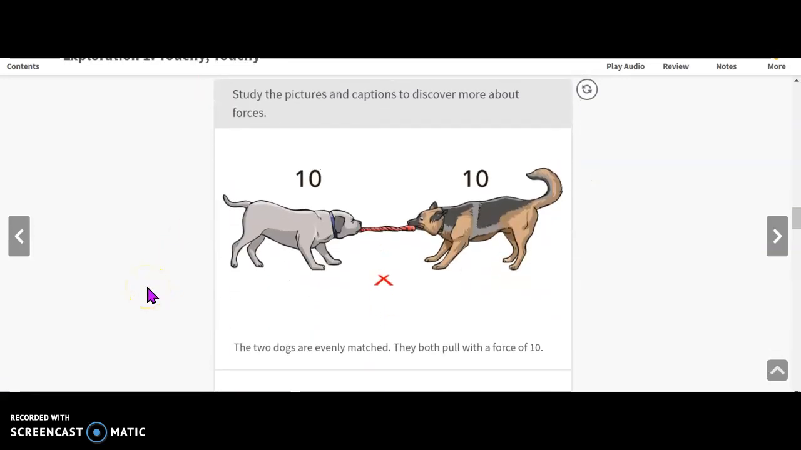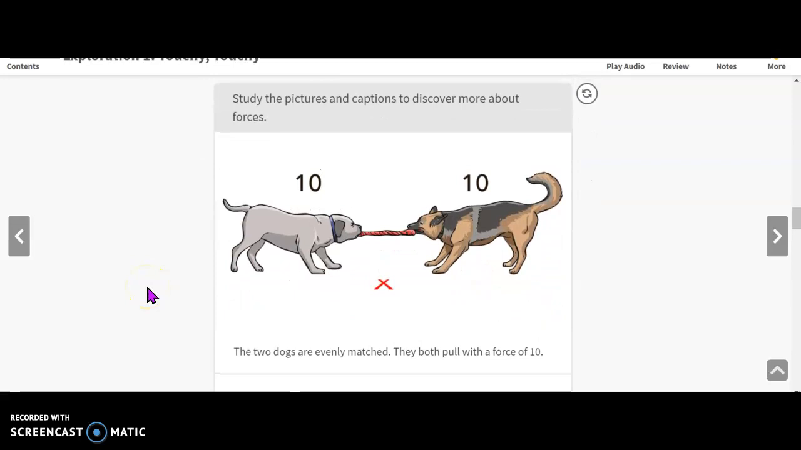Here's a picture. The two dogs are evenly matched. They both pull with a force of 10. So notice this dog is pulling with a force of 10, and this dog is pulling with a force of 10. Here's the X, and here's the rope. Are they going to make any motion? No, because they're pulling with the same force. So they're going to be stuck right there until one of them pulls with a stronger force.